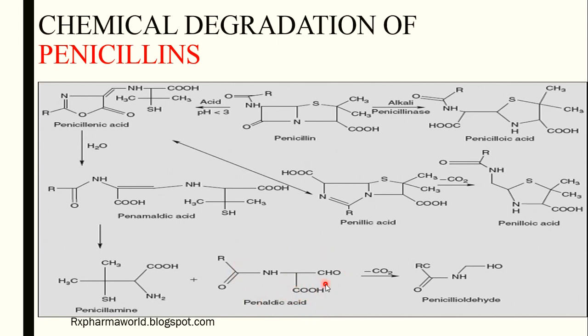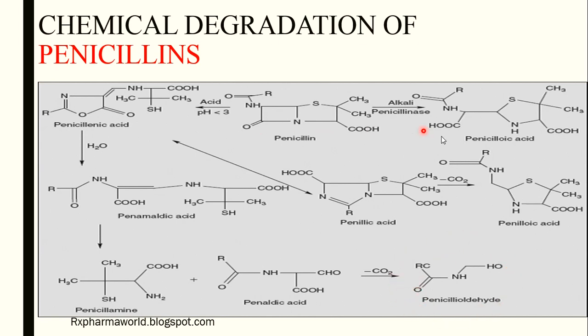This penaldic acid will further degrade into penicilloaldehyde. What is penicilloaldehyde? Penicilloaldehyde contains the aldehyde group as the main functional group. How will this penicilloaldehyde form from penaldic acid? It will undergo decarboxylation. What is decarboxylation? Removal of carbon dioxide is called decarboxylation. The CO2 group has been removed, so that's why we'll get this penicilloaldehyde. The penicilloaldehyde structure has been formed.